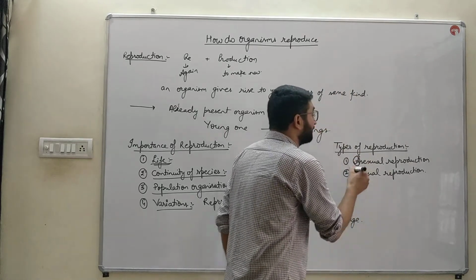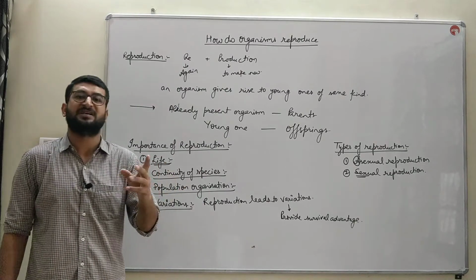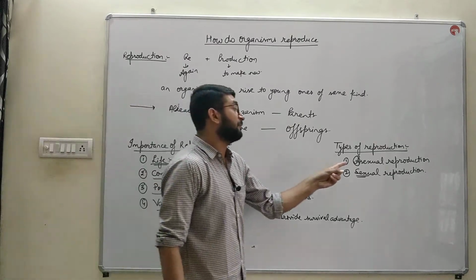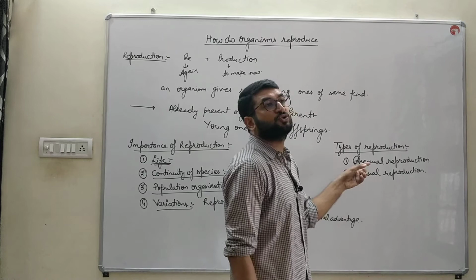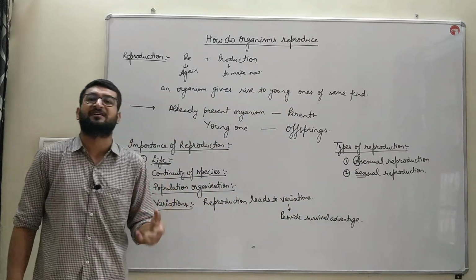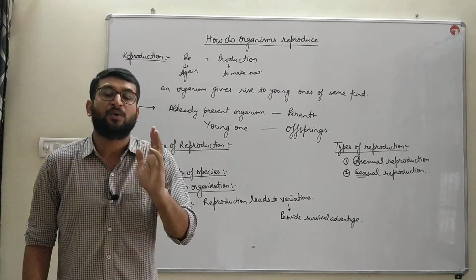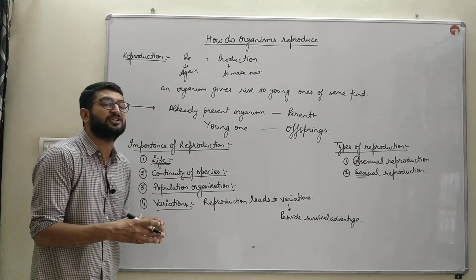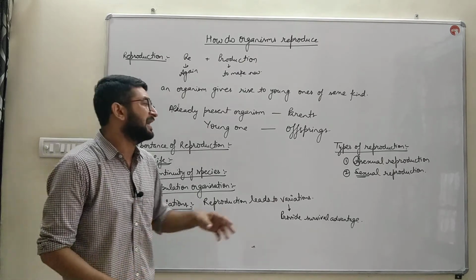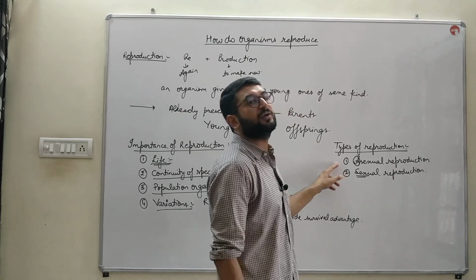Whereas A means absent and sex means gender. The mother and father, two opposite genders are there. So the mode of reproduction in which the sexual gametes, the sex cells, are absent, not required. The mode of reproduction in which a single parent will give rise to a young one, will give rise to a new organism, that mode of reproduction is known as asexual mode of reproduction.